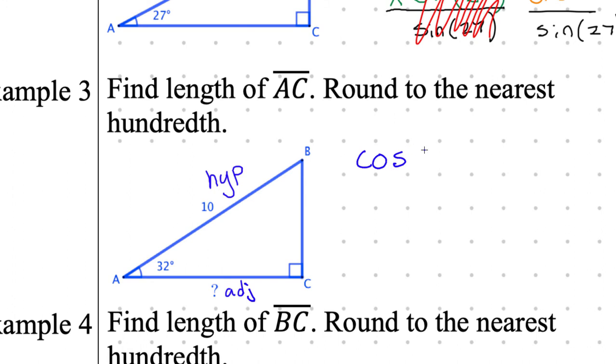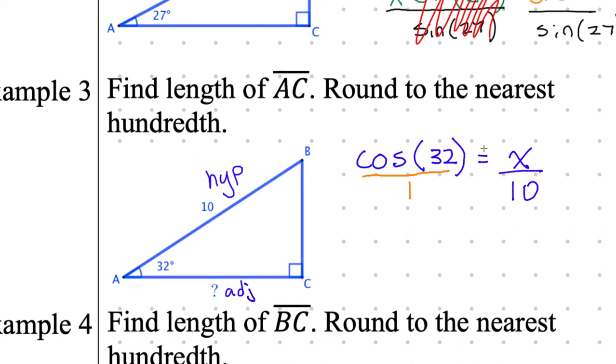So cosine of the angle of 32 degrees is equal to the adjacent divided by the hypotenuse. This is equal to our x divided by 10. And then I treat this cosine of 32 as cosine of 32 divided by 1, so I have a fraction equal to a fraction. All right, next step. Quiet raised hand. Does everyone have their card in now? Okay, first come, first serve.